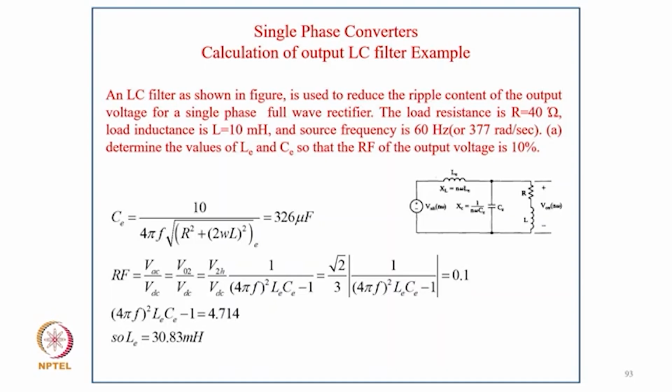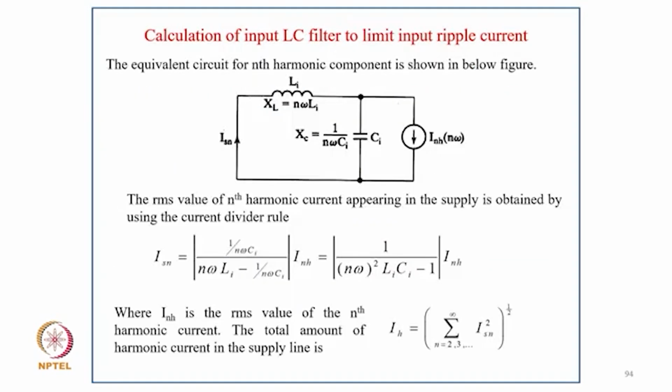So C is typically found using the format 10 upon 4π under root R² plus (2ωL)², which comes to 326 microfarad. The ripple factor is Vac upon Vdc, and putting the values in, it comes 0.1 equals 4ω² LC minus 1, that is 4.7, so L comes to 30.83 millihenry. And the equivalent circuit for nth harmonics is shown here.